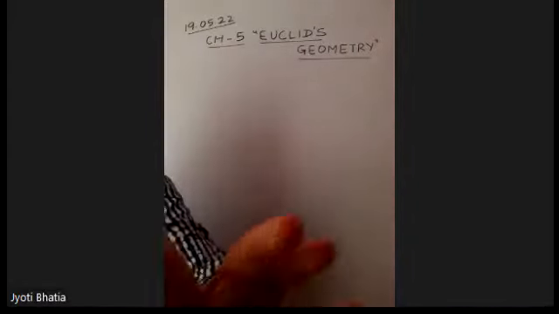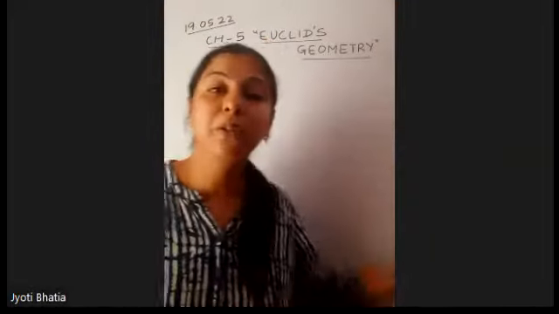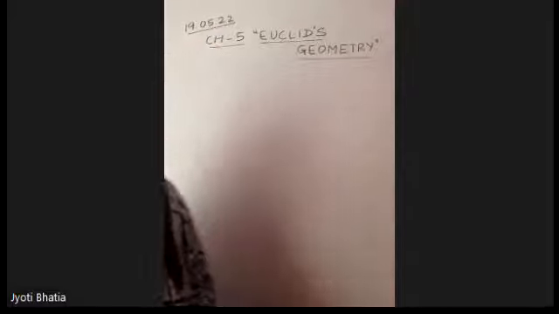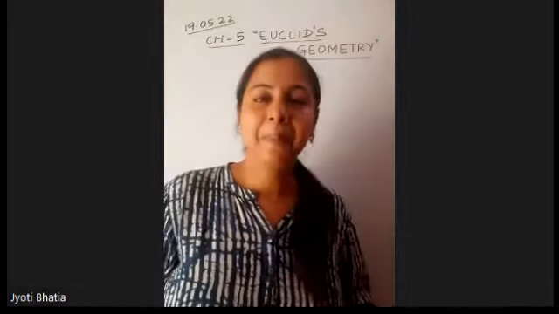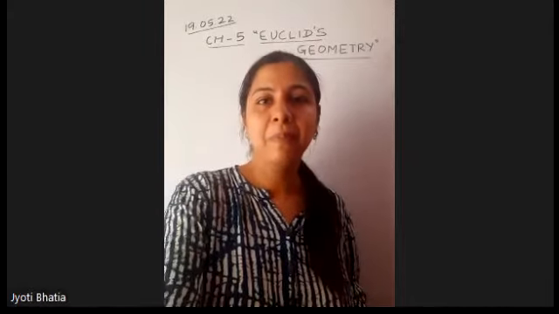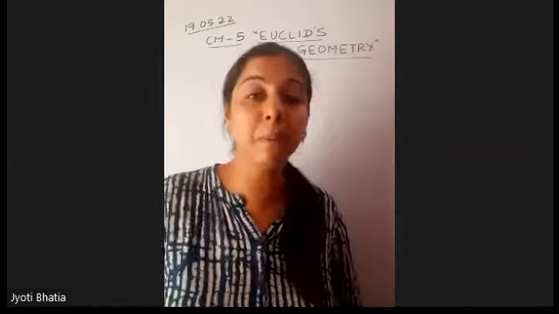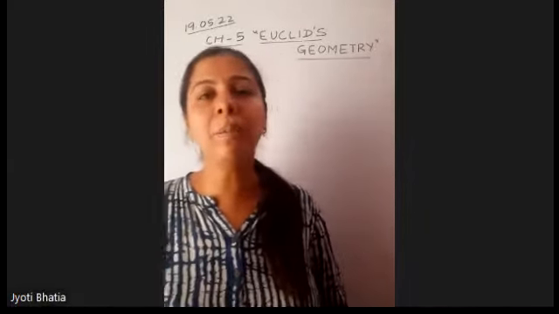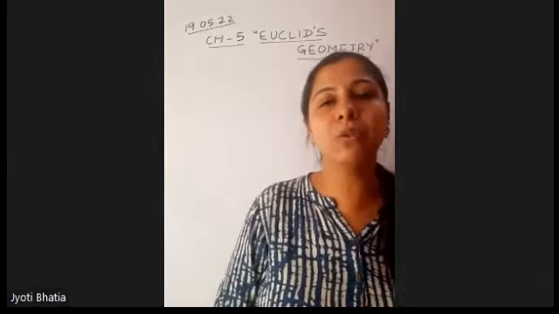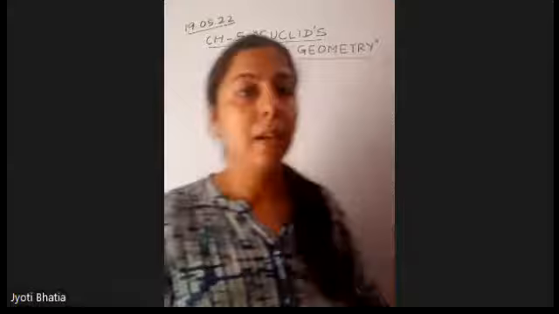Yes, children. So we are going to start with this new chapter, which is called Euclid's geometry. Now, as the name says, Euclid is the name of a person. You must have heard of him. Yes, ma'am. Yes, he was a great mathematician. He was a Greek mathematician. Why do we call him a Greek mathematician? Because he belongs to the country Greece, right?